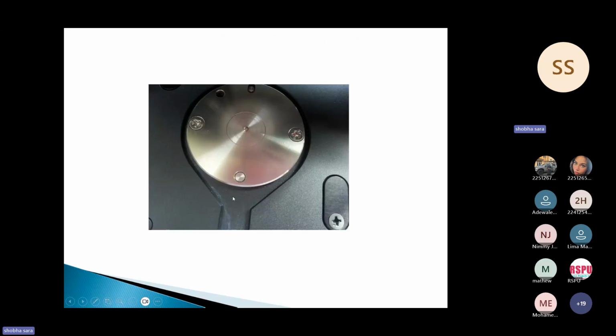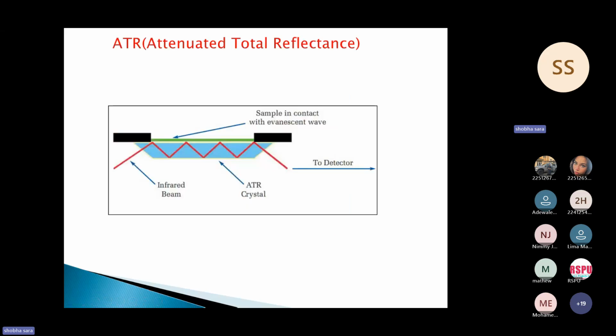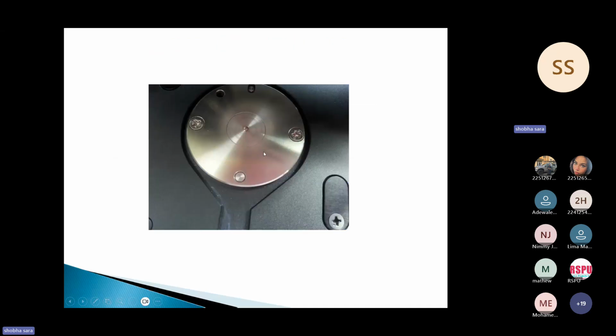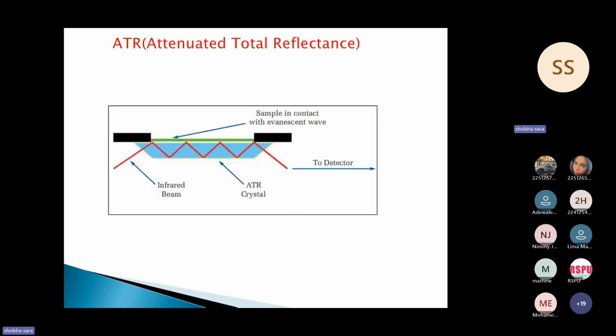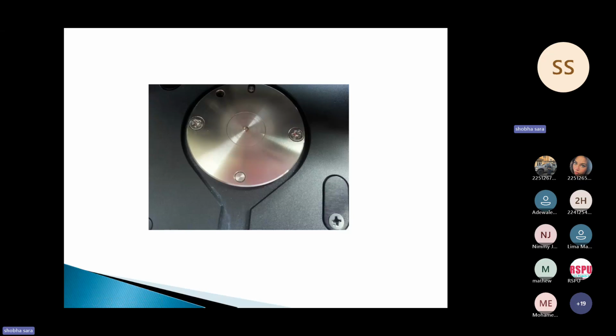A few things are to be kept in mind. It is very easy to use. Just spread the sample on top of the crystal and done. It's a quick analysis. But some points to keep in mind: the refractive index of the crystal should be greater than that of the sample. And close contact between the sample and the crystal is very important. If there is a gap or air bubble, or close contact is not maintained, the result won't be that good and the intensity won't be nice. So there are different types of crystals.